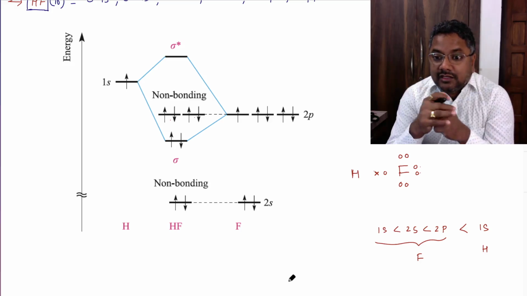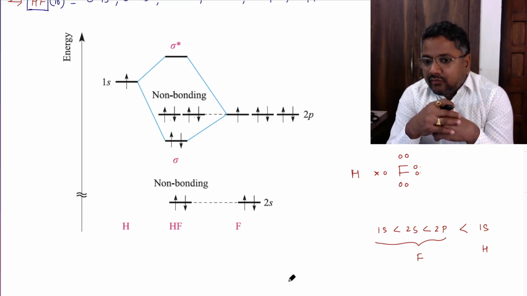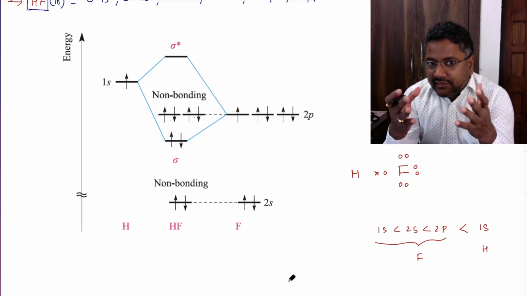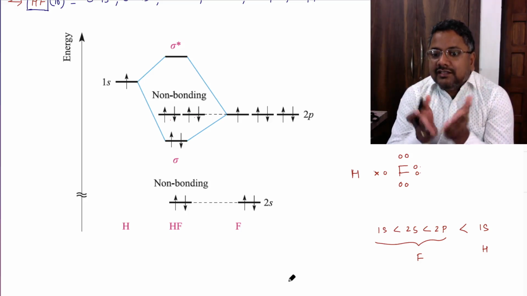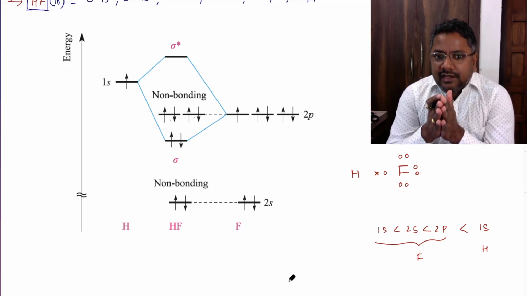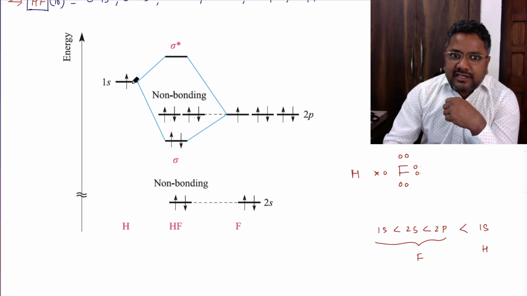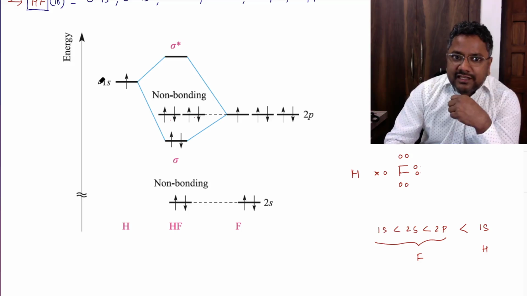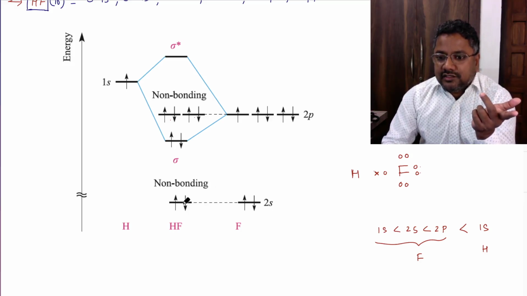So molecular orbital theory is very important regarding this, that which pair of electrons is non-bonding, and which one is bonding. So here you can see very clearly that the non-bonding orbitals are basically atomic orbitals, right? They are atomic orbitals. So non-bonding orbitals exist because there is a mismatch in the energy. That's why we are considering this as a non-bonding molecular orbital here.